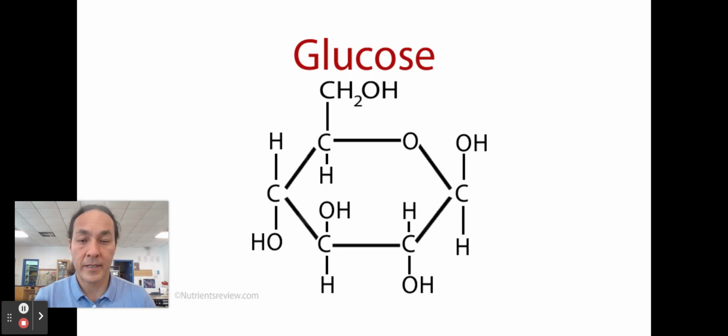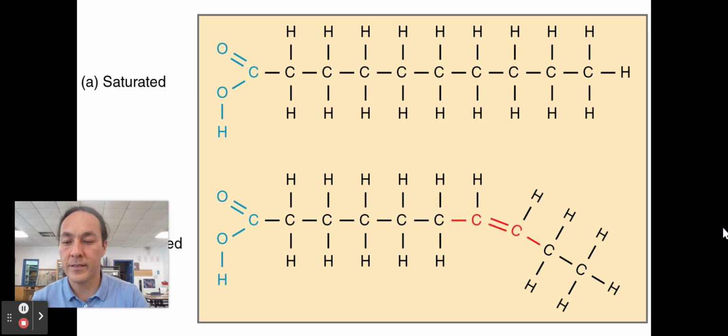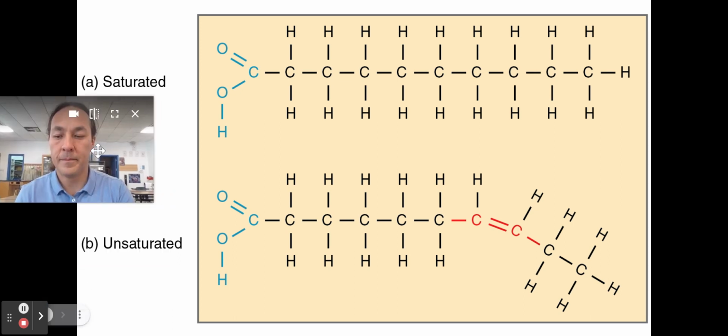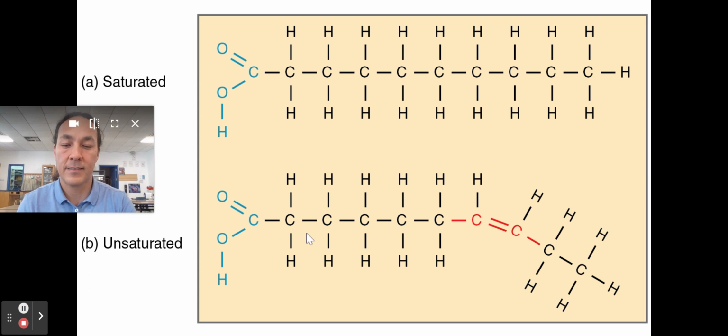So here's just some examples. Here would be a monomer of a carbohydrate. So this is glucose. I look at it, I see a bunch of C's, I see H's, I see O's. It's in the formula of C6H12O6, a 1 to 2 to 1 ratio. Here I look at lipids. So this would be saturated and unsaturated fats. And I see C's, H's, and O's.